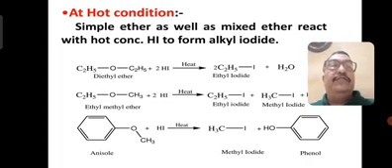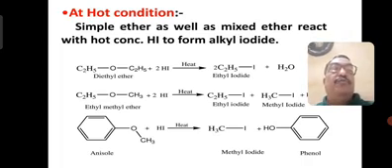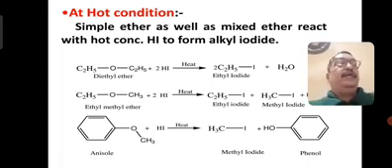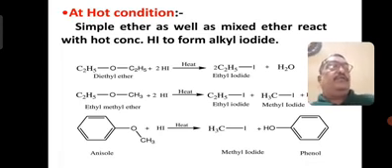Okay, you can see another example, C2H5OCH3. Again you will get C2H5I and CH3I plus water. Similarly, anisole when treated with HI gives phenol and methyl iodide. So these are the typical examples you have to remember with respect to the action of HI in hot condition as well as in cold condition. In cold condition there is formation of alcohol and alkyl halide. In case of hot condition, 2 molecules of alkyl halide and water are formed.